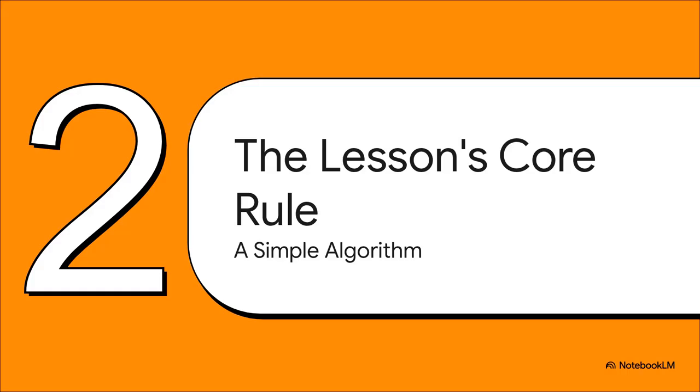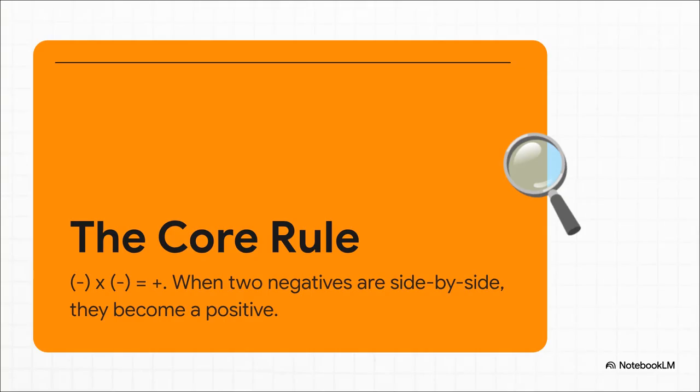So to slice right through that confusion, this lesson doesn't mess around with a bunch of abstract theory. Nope, it gives students a direct, almost mechanical solution, a simple algorithm they can memorize and just apply every single time. And this right here, this is the engine that makes the whole lesson run. The core rule is that when you see those two negative signs side by side, they basically combine to become a positive. It's a simple little trick that transforms a confusing problem into something way more manageable.